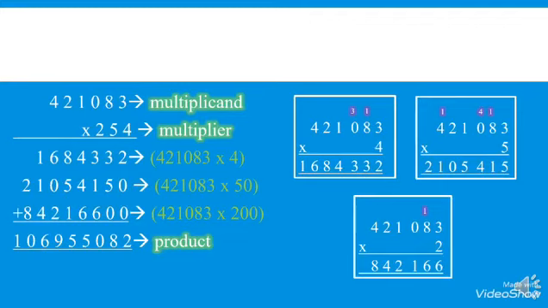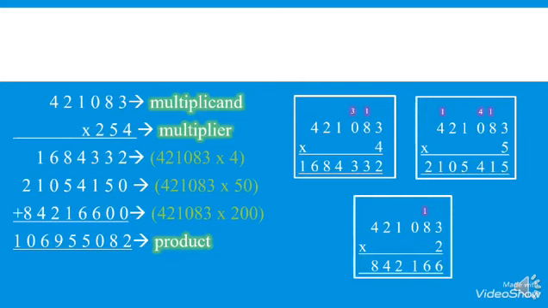Now multiply by the tens digit of the multiplier, which is 5. But first we add 0 at the unit column. Then start multiplication with 5. 5 3s are 15, write 5, 1 will be carry. 5 8s are 40 plus 1, 41. You will write 1, 4 will be carry.